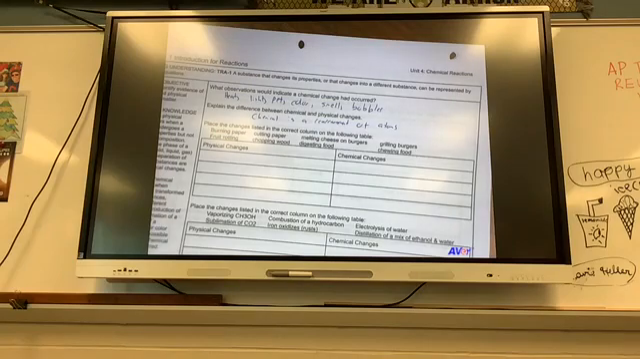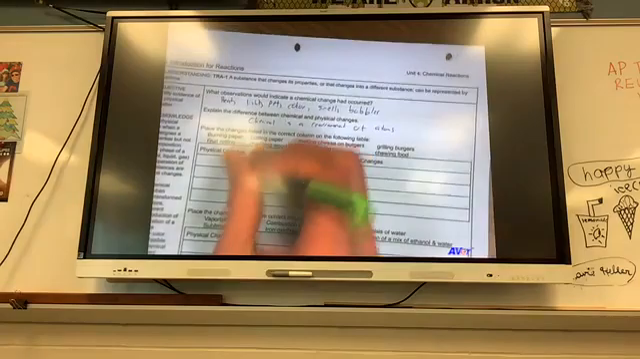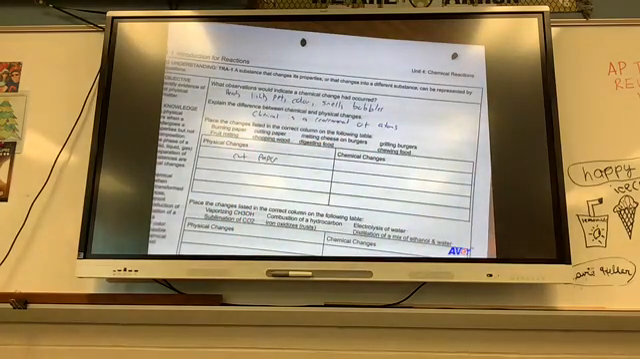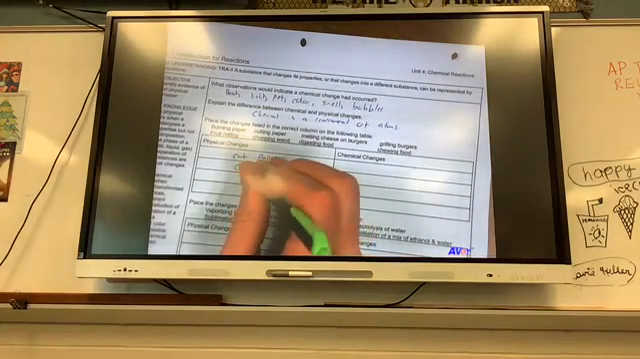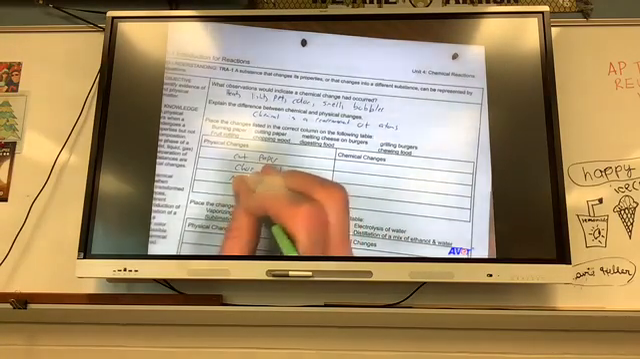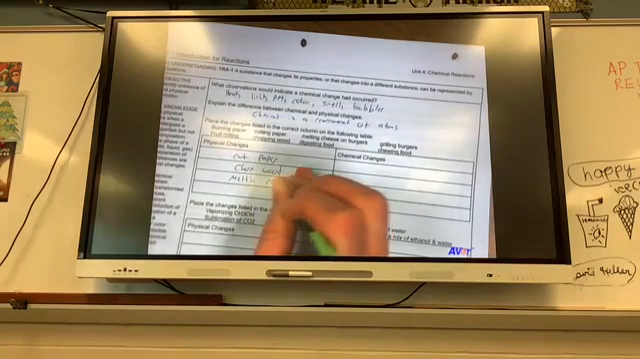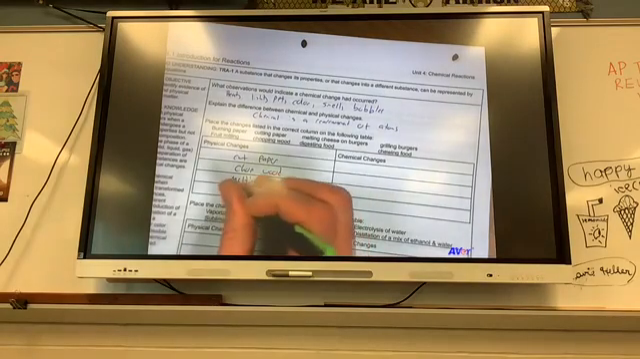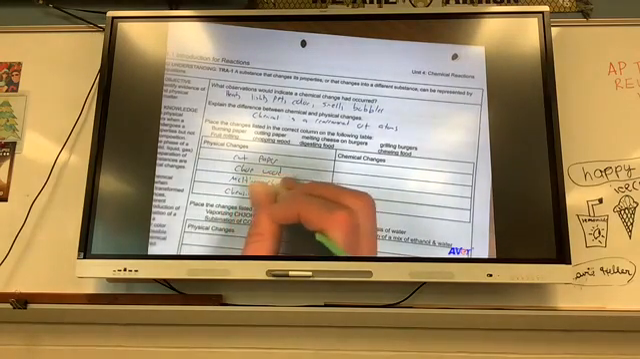Place the following changes in the correct column on the following table. What would be a physical change? Cut paper. Another physical change. Chop the wood. Another physical change. Melting cheese. It's still cheese. Last one. Chewing food. Chewing food just breaks it up into smaller pieces.